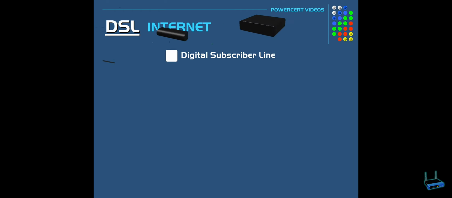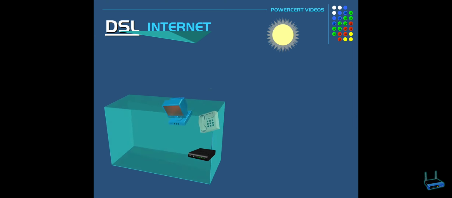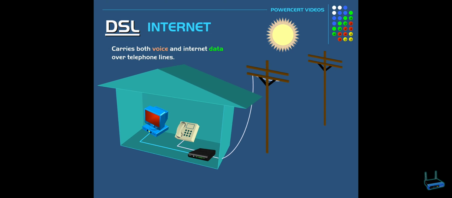Now, DSL stands for Digital Subscriber Line. DSL is another popular technology that is used by homes and businesses to access broadband data over the internet. DSL can carry both voice and data at the same time over phone lines. It has a DSL modem like this one here that uses common telephone lines to carry its data.